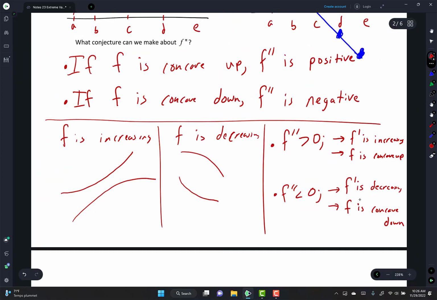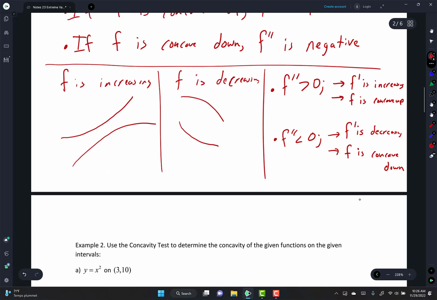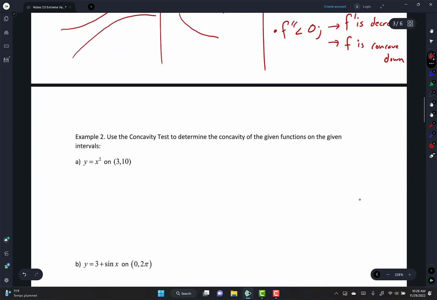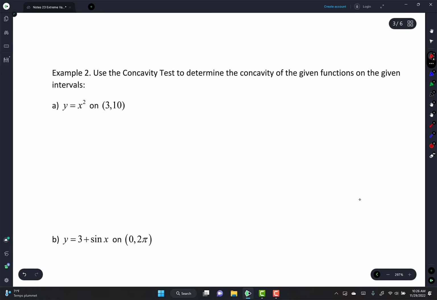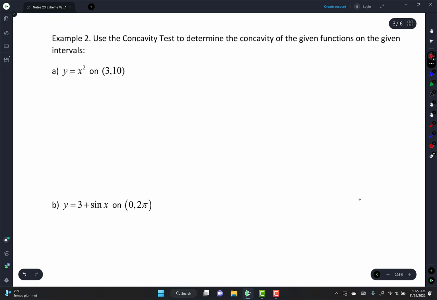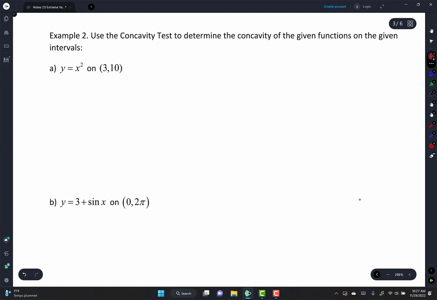I think we're going to start slow, and when we get more advanced, we will talk more. So look at example 2. We started off with something we know for a fact is concave up. Do you agree that x squared is always concave up? So it doesn't matter that I gave you an interval. I better be getting a positive number, just a positive number all the time for every x value. Does that make sense? All right.